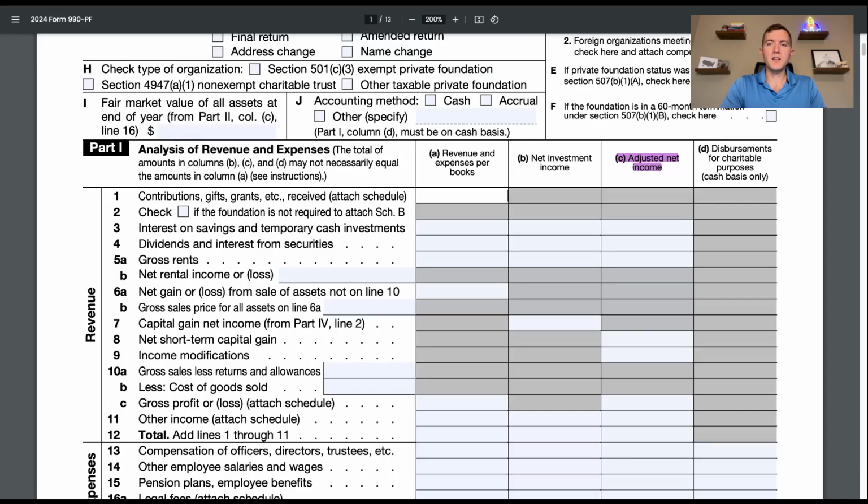The fourth mistake is filling out column C here. This is not necessary for non-operating foundations. So this is one of the easiest ways to see if your return is done properly or not. Typically you would see like 10 here, then 10 here, then 10 here. This does not need to be filled out. The only time a non-operating foundation would fill that out is if they had income from charitable activities, which is pretty rare. So this column should not have any values in it.